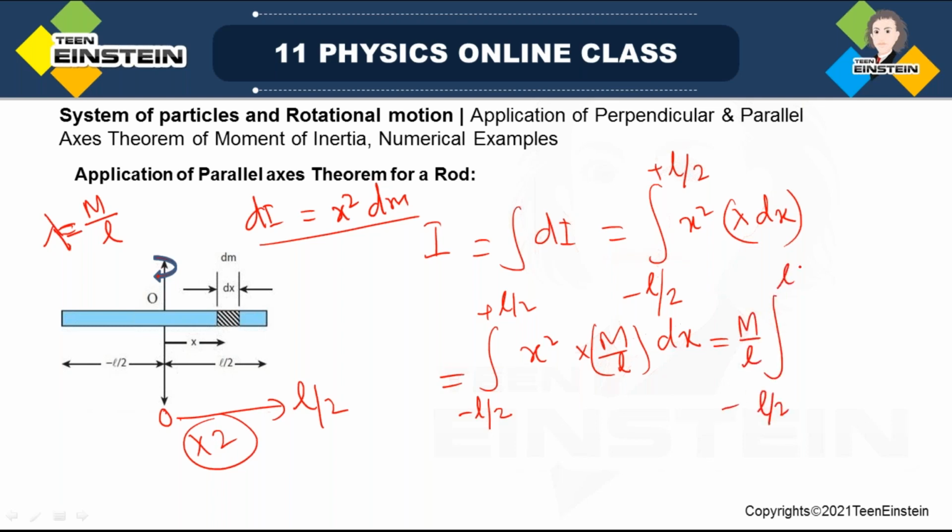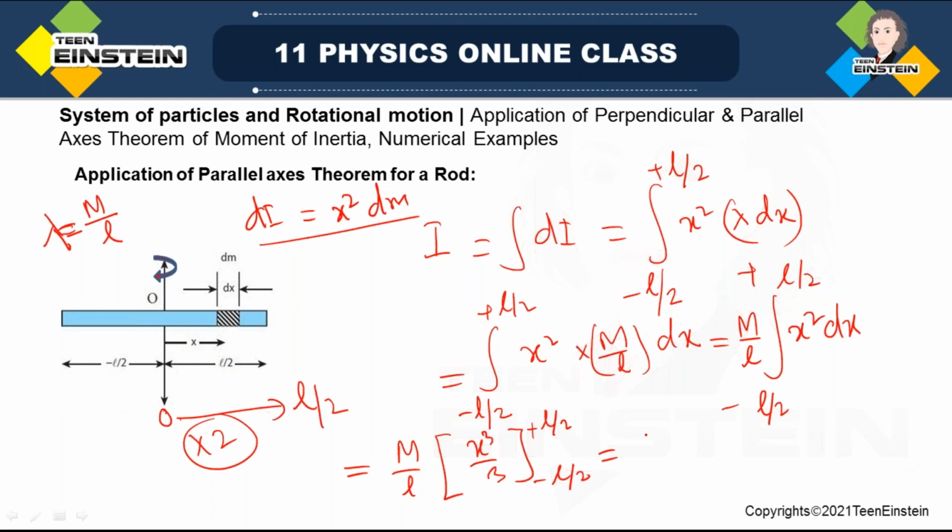So I'll do the integration for the rest of the thing, x square dx. You know this integration is very easy. If you do this, this will be x cube by 3. So m by L, and this is x cube by 3, and you have to put the limit minus L by 2 to plus L by 2. If you put the limit, what do you get?